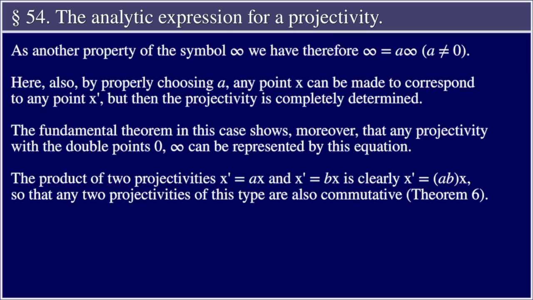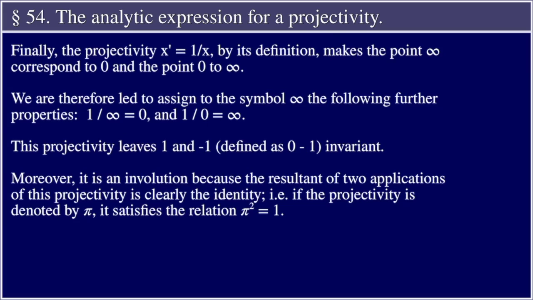The fundamental theorem in this case shows, moreover, that any projectivity with the double points 0, infinity can be represented by this equation. The product of two projectivities, x prime equal to ax and x prime equal to bx, is clearly x prime equal to the quantity ab times x, so that any two projectivities of this type are also commutative. Theorem 6. Finally, the projectivity x prime equal to 1 divided by x, by its definition, makes the point infinity correspond to 0 and the point 0 to infinity.